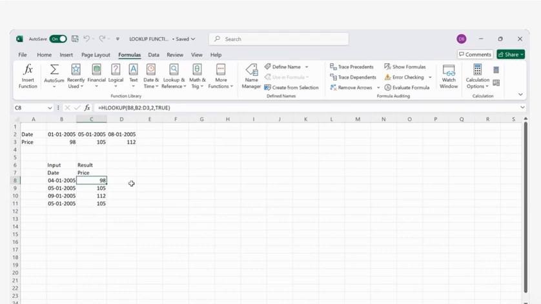Let us try and understand it with the help of a horizontal table. Now I would like to know the price of an item or a stock for the date 4/1/2005. Now I will enter the formula equal to HLOOKUP(B8, B2:D3, 2, TRUE), where B8 represents the date, B2:D3 represents the table range, 2 here represents the row number, and TRUE here represents the boolean value, which means we want an approximate value.